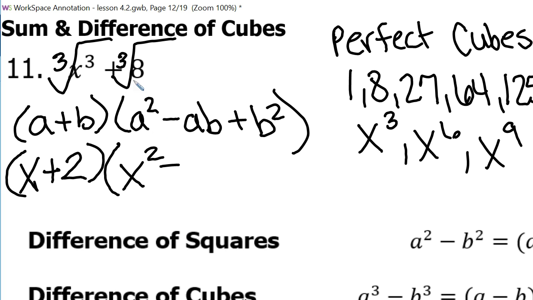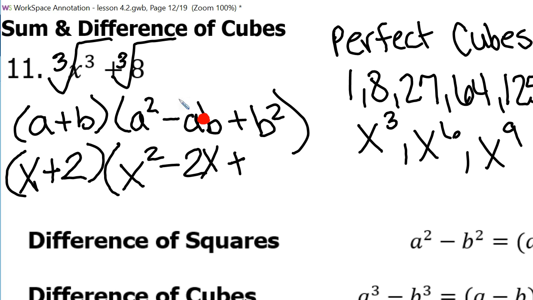Then it shows AB. That means A times B. So for AB, we need to multiply the x and the 2. So what is x times 2? 2x. And it has to be A minus 2x because the formula shows that the second term of the trinomial should be A minus.